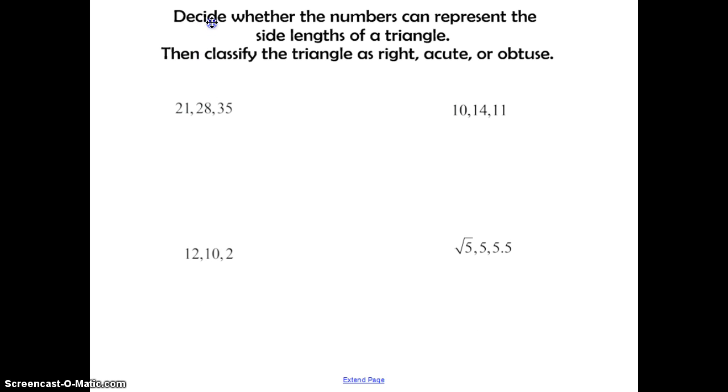First, it says to decide whether the numbers can represent the side lengths of a triangle. That's what we did in Unit 6, where we test the two shortest sides, 21 plus 28, and that is going to equal 49, which is greater than 35. So these three side lengths can make a triangle.